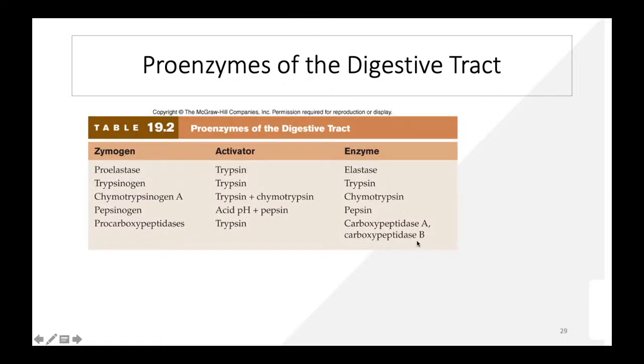Some examples of proenzymes in our digestive tract: proelastase, trypsinogen, chymotrypsinogen, pepsinogen, procarboxypeptidase, and then most of their activator is trypsin, and the enzymes that are produced are elastase, trypsin, chymotrypsin, pepsin, carboxypeptidase A. They all help in the digestion of our food.